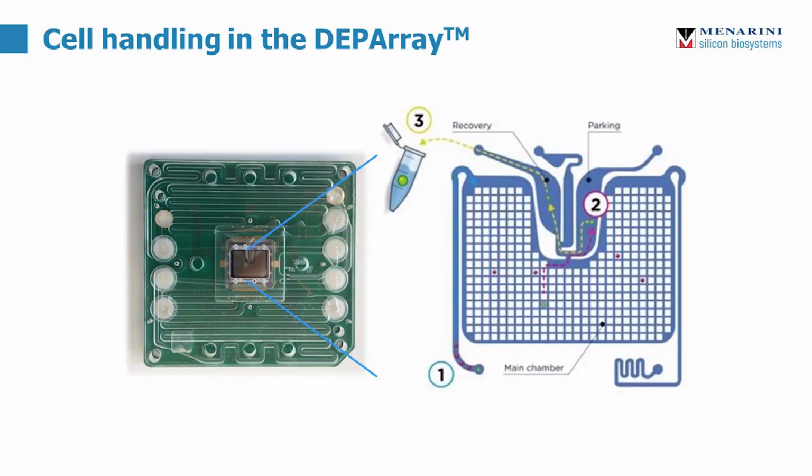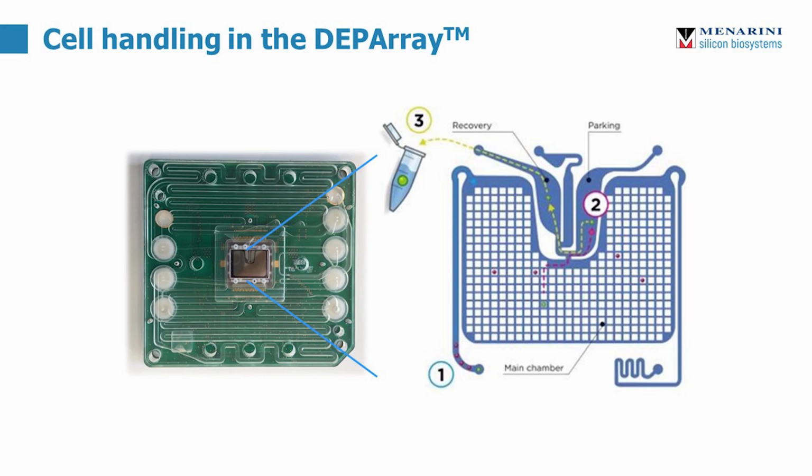Cells are handled in the DEPArray on the cartridge, which is pictured here on the left. This is a self-contained, single-use cartridge into which your sample and buffer are loaded and then placed into the instrument. Once it's in the instrument, the buffer and sample are flown into the main chamber using the contained microfluidics, and then charge is applied to the small semiconductor array, and the cells are separated and held in place using tiny electrical charges by a process called dielectrophoresis. We'll talk a little bit more about that in a second.